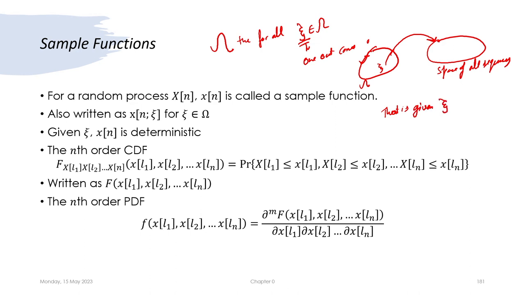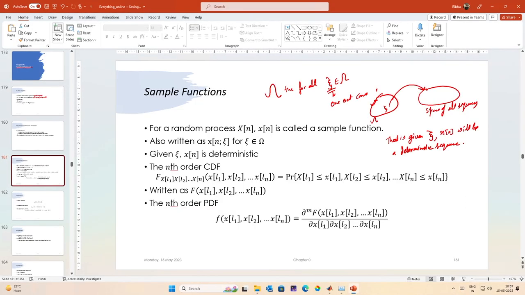That is, given xi, xn will be a deterministic sequence, or if we know xi, then the corresponding sequence will also be known, which is similar to our interpretation of a random variable. So in a way a random variable is similar to a random sequence or a random process, and actually it is better to write this here formally rather than just speak this.